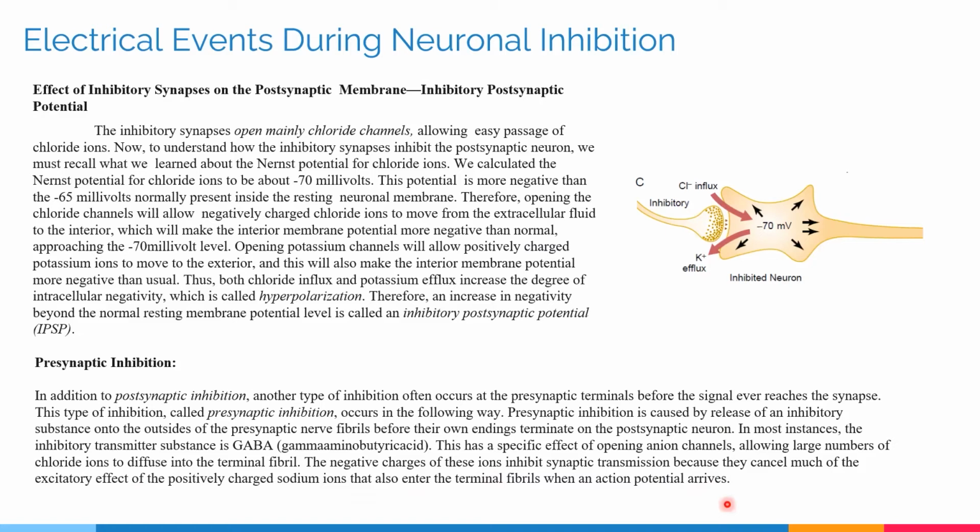And thus the mutual cancellation of the presynaptic inhibition and the action potential causes the signal not to be transduced towards the postsynaptic neuron, and thus the neuronal impulse does not pass and is inhibited.